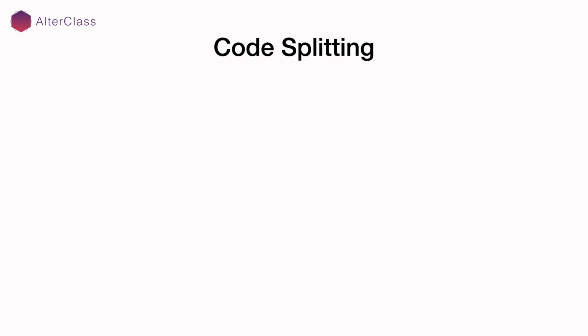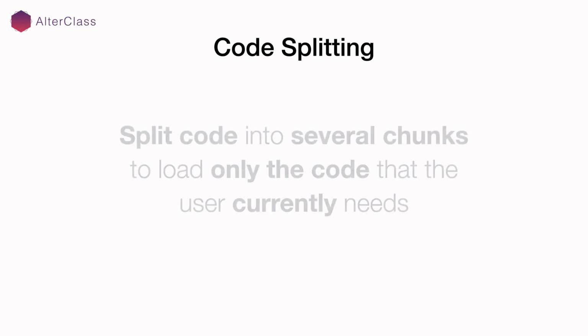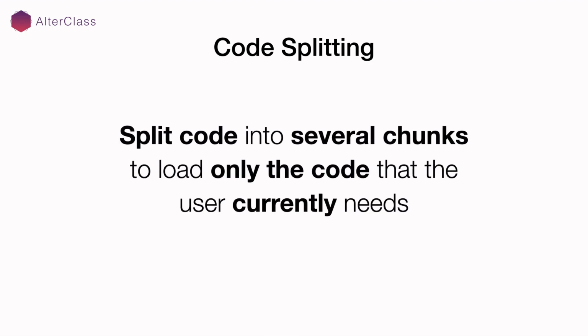To solve this issue, we can use a technique called code splitting to split our bundle into several bundles called chunks, which can then be loaded on demand. So we only load the code that the user currently needs.